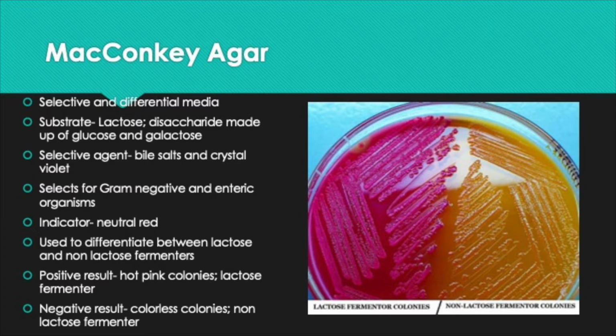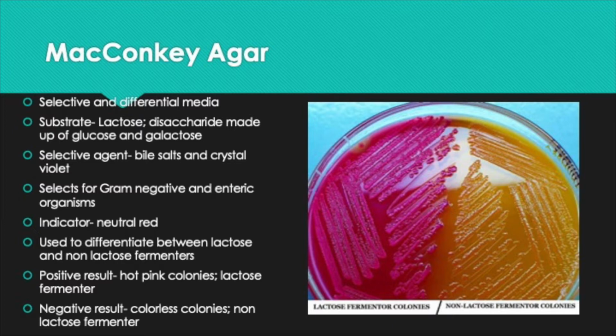We were looking for staph. Here, we're not looking for that anymore. We're looking for gram-negatives. So we don't care about gram-positives at this point, so we don't want them to grow. So the bile salts and the crystal violet prevent the gram-positives from growing. So only gram-negative organisms are going to grow on MacConkey. That's the selective part of it.